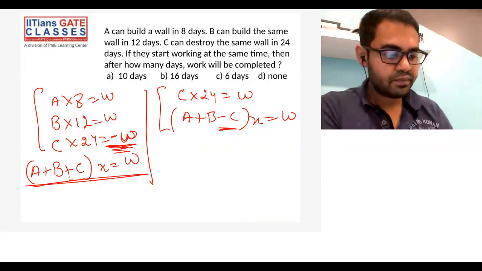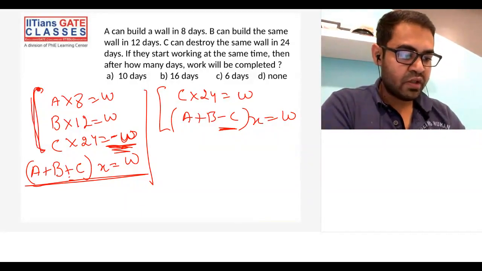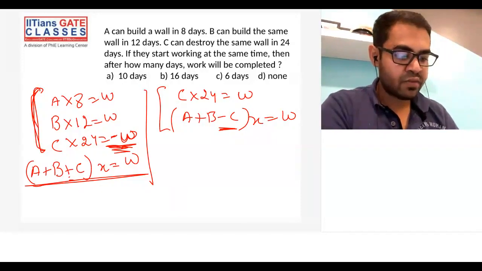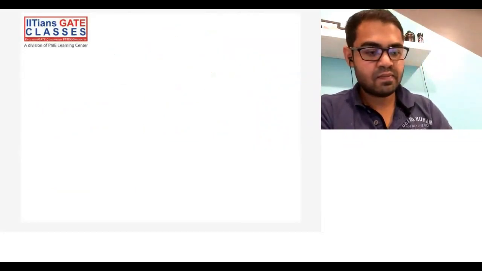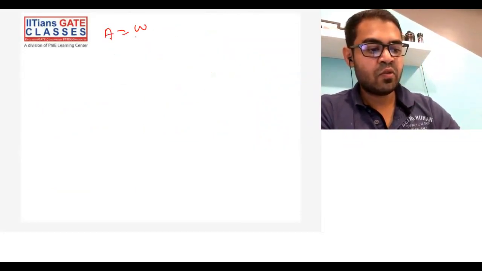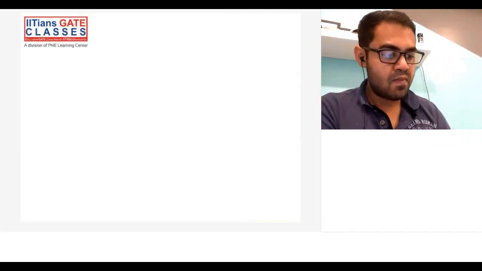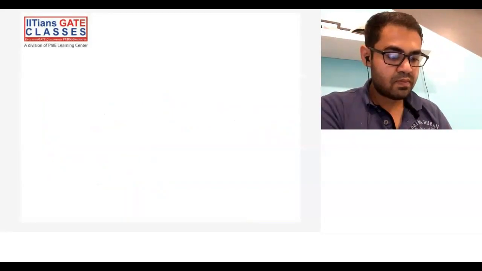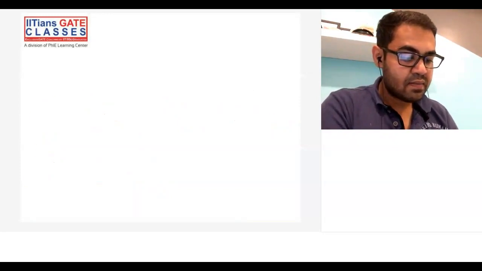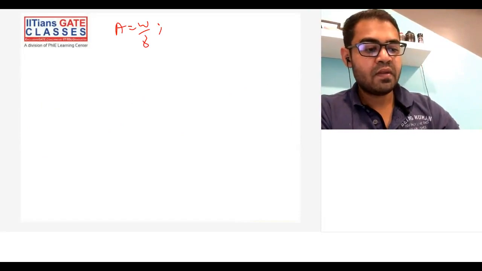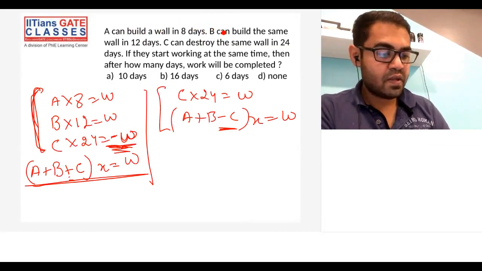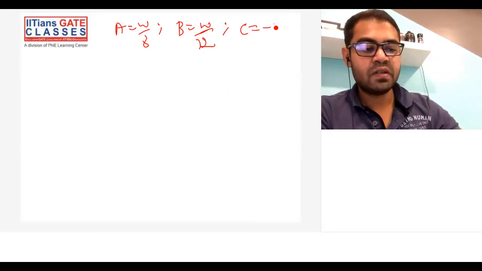Okay, fine. So let us just solve these now. Let me take a different slide and solve them. So A becomes W by 8. I have an empty slide here. A is equal to W by 8. B is equal to W by 12. And then C is what? C is minus W by 24.